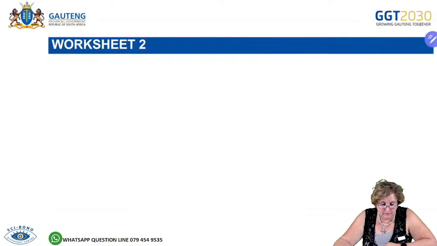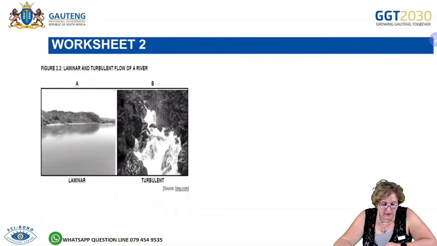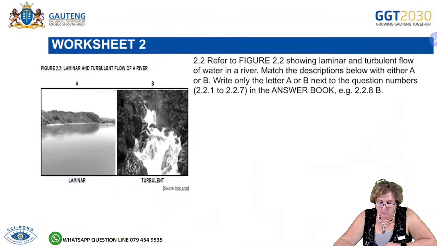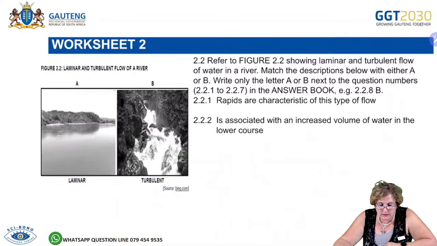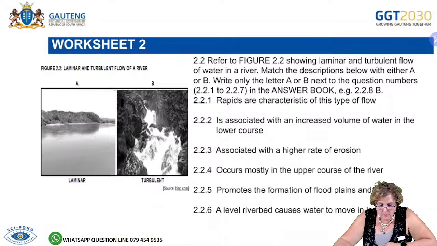looks in reality. Okay, worksheet 2, laminar and turbulent flow. There's our question. Refer to figure 2.2 showing laminar and turbulent flow of water in a river. Match the descriptions below with either A or B. Write only the letter. You can see the A is laminar, B is turbulent, and write only the letter A or B. So there are your options. I'm going to give you 2 minutes to read through each one and to choose between A or B.